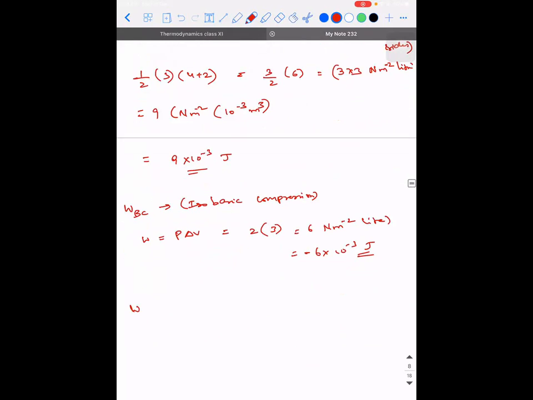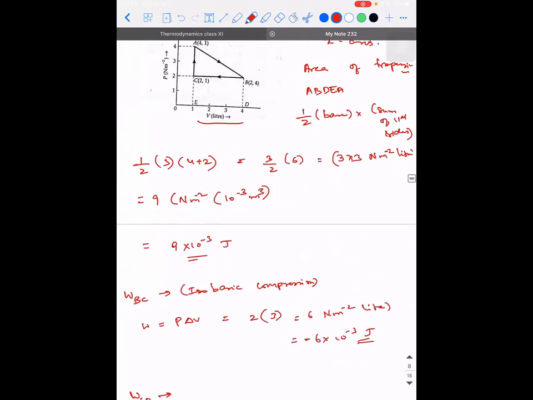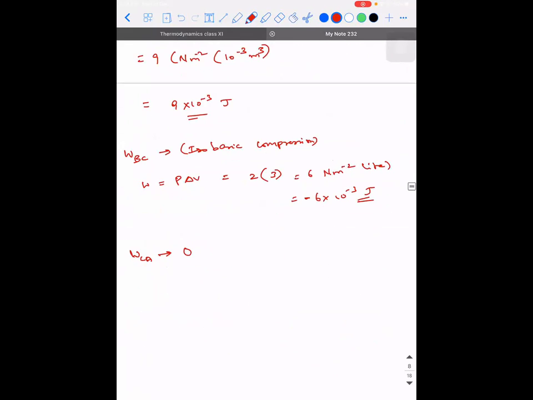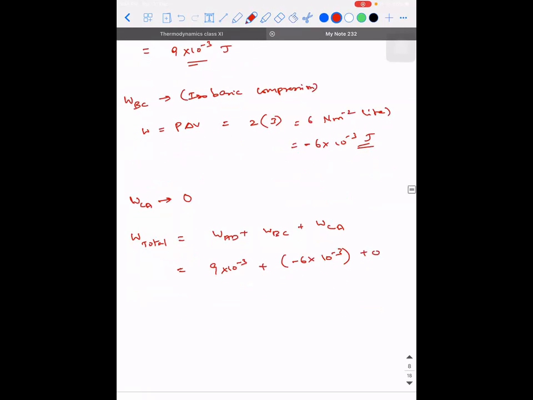Okay. What is the work done from C to A? Zero. That's it. So now you can say the total work done is equal to work done from A to B plus work done from B to C plus work done from C to A. What is the work done from A to B? 9 into 10 power minus 3, plus work done from B to C is minus 6 into 10 power minus 3, plus work done from C to A is 0. So you will have the answer as 3 into 10 power minus 3 joule.